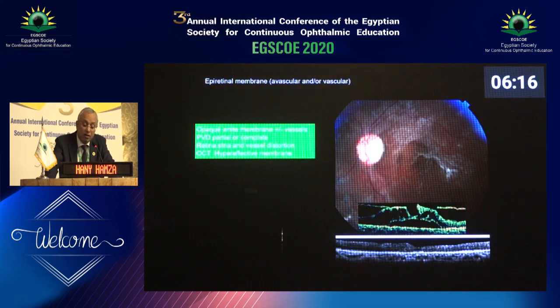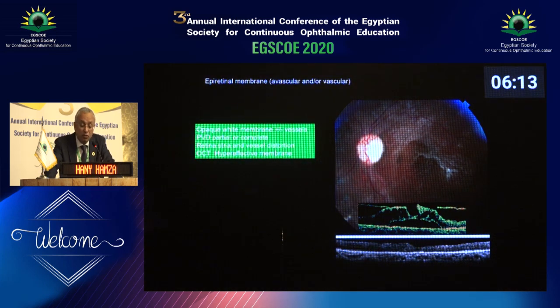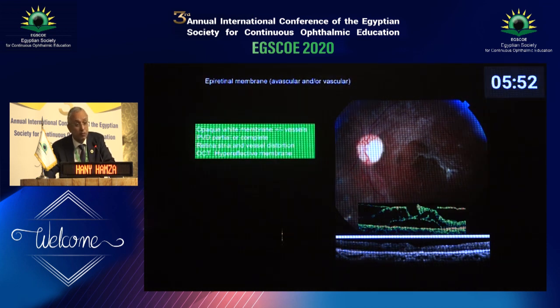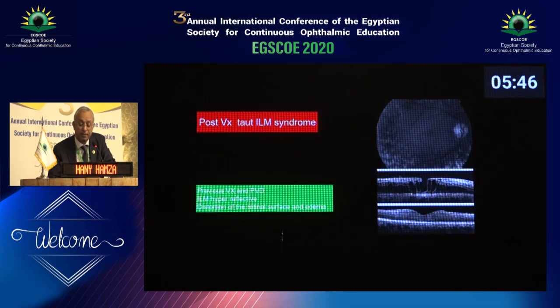Finally, we have another category, which is epiretinal membranes, whether avascular or vascular. These patients have opaque white membranes plus or minus vessels, and a PVD which is partial or complete, but we still have this adherent thick membrane on the retinal surface, retinal stria and vessel distortion, and on OCT you have this hyperreflective membrane. Again, removal of these membranes can lead to visual improvement, and this is a clear indication for vitrectomy in diabetic macular edema.